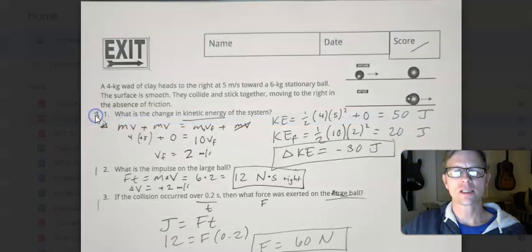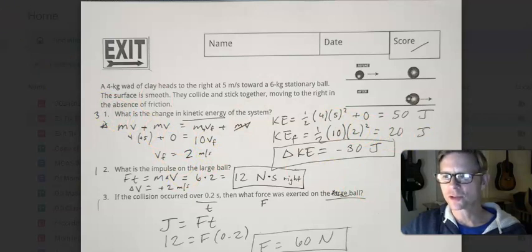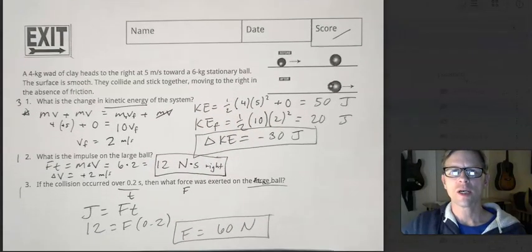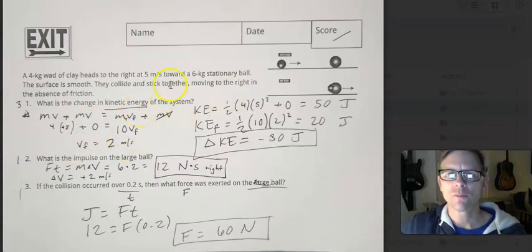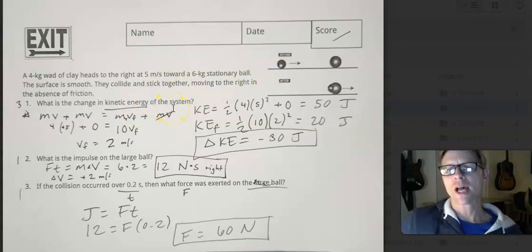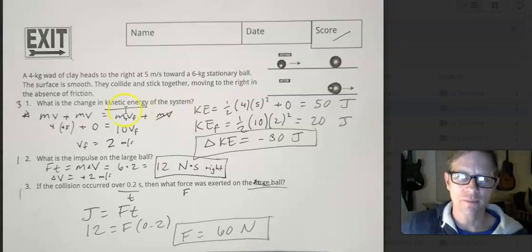The other exit ticket is an inelastic collision. I think I got the names mixed up. This one should be called inelastic collision. Go figure. So we have a wad of clay moving to the right. We like wads of clay because they stick to stuff. It sticks to a stationary ball. What are we going to do? This comes after the inelastic collision video.